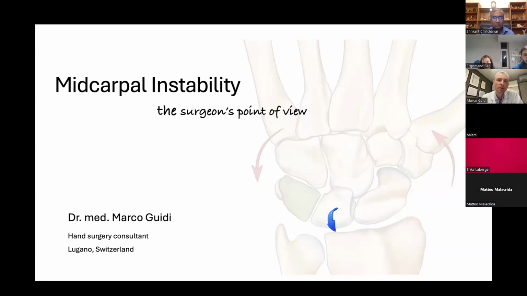What is the problem here? What is midcarpal instability? Right now, it's a collective term for a problem that is happening between the two rows of the wrist. But of course, for many years we didn't understand what the real problem was and who the guilty party was in this pathology.